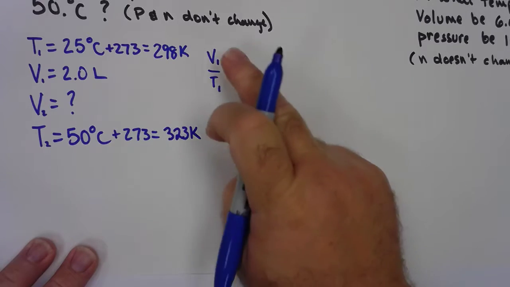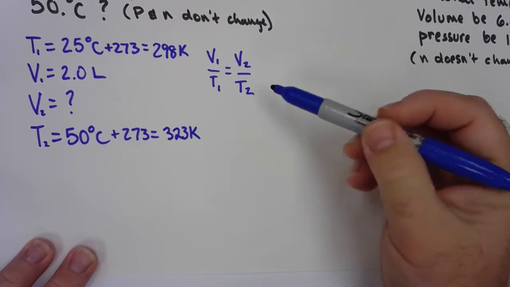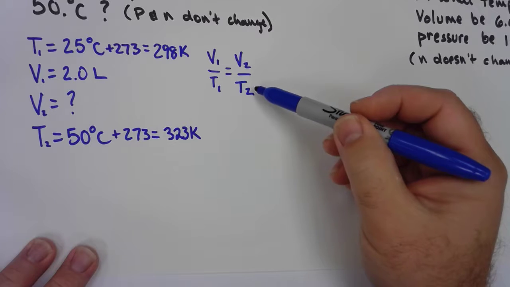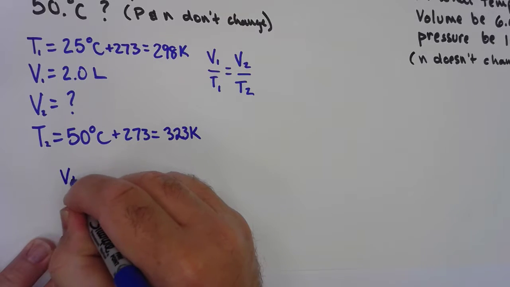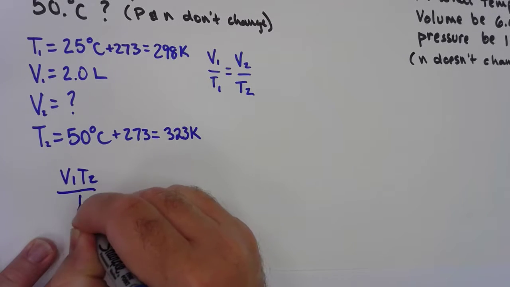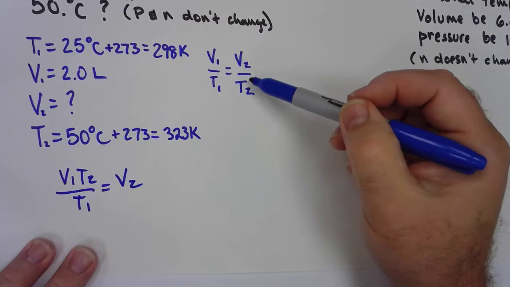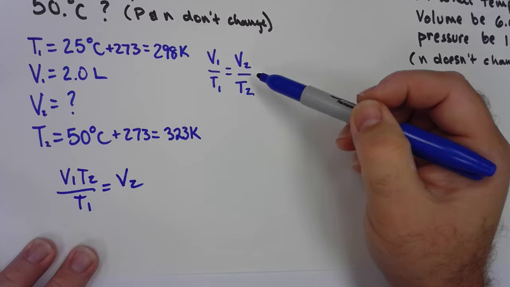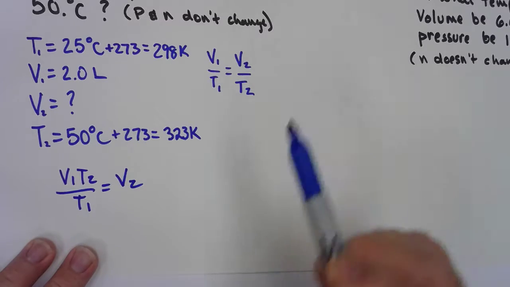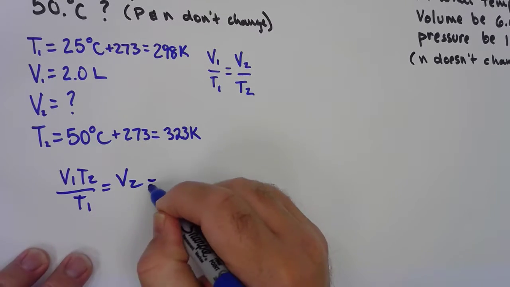So I'm looking for V2, so I need to solve this for V2, so I need to multiply both sides by T2 in order to make that happen. And after I multiply both sides by T2, the T2s are going to cancel on this side, and we'll be adding it to the top on that side. So now we're ready to plug in.